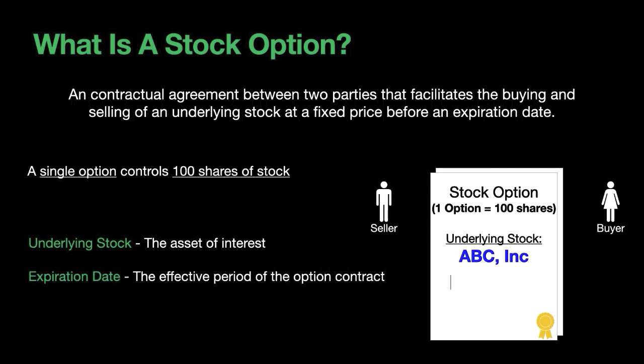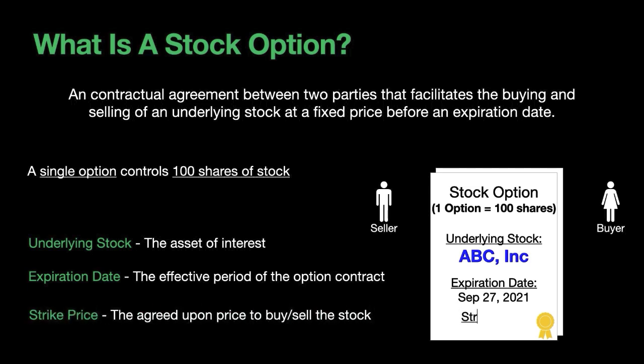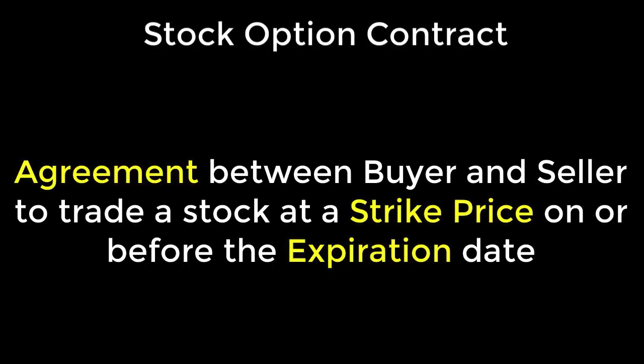The expiration date specifies when the option contract expires, and the specific time is at the market closing bell for that day. The strike price is the price that the seller and the buyer of the option agree to use for the execution of the option contract. Now that you've got a basic understanding of what a stock option is, right? It's an agreement between a buyer and a seller to trade an underlying stock at an agreed upon price, the strike price, on or before the expiration date.